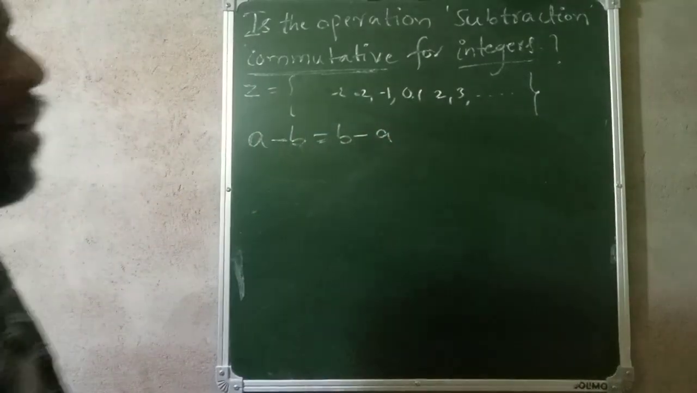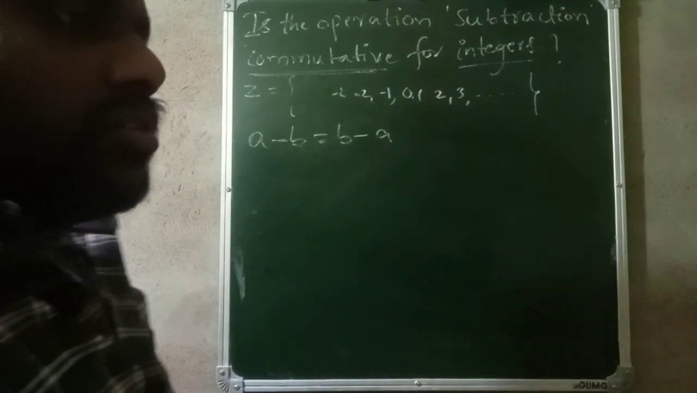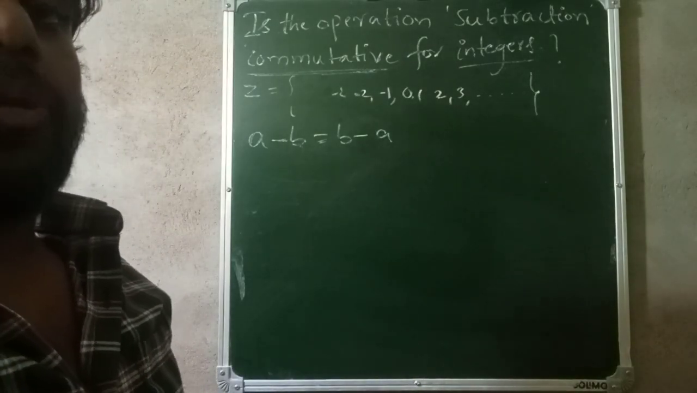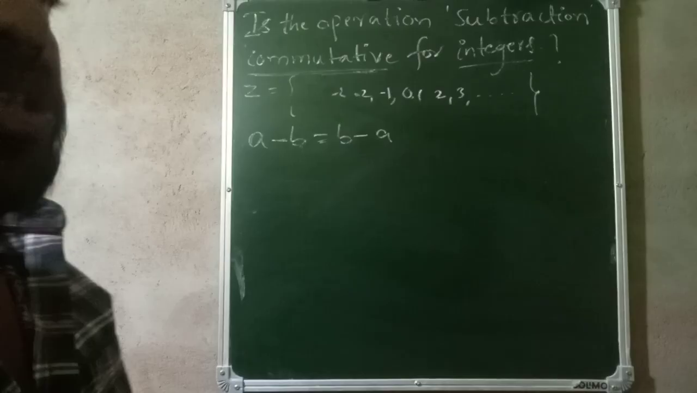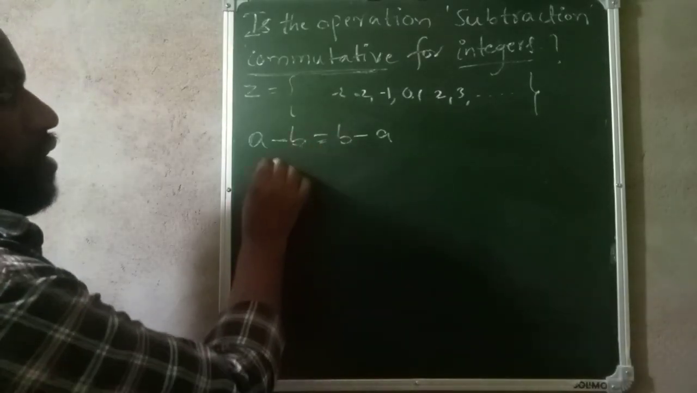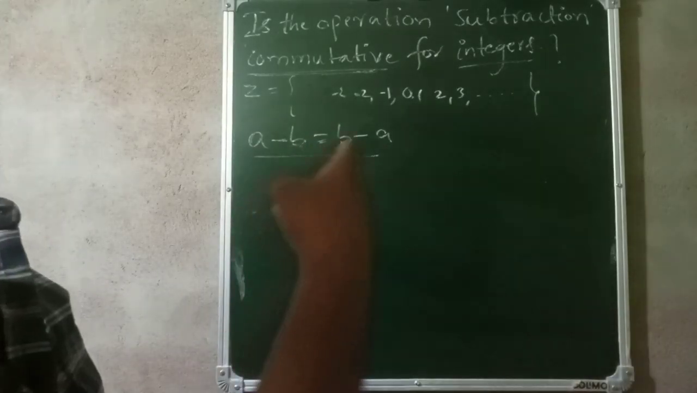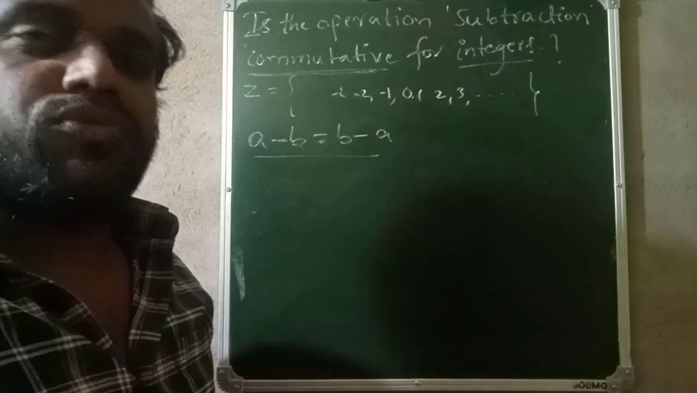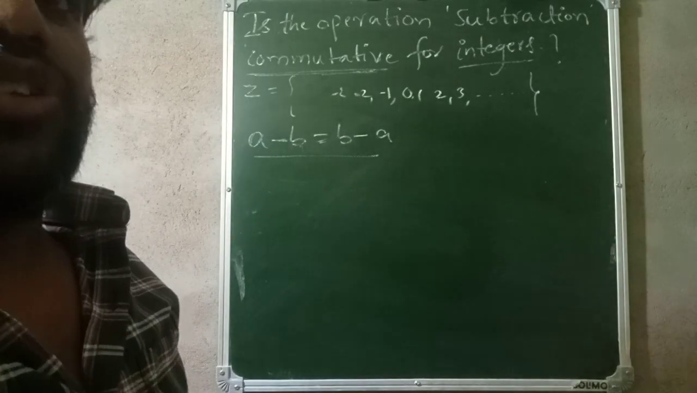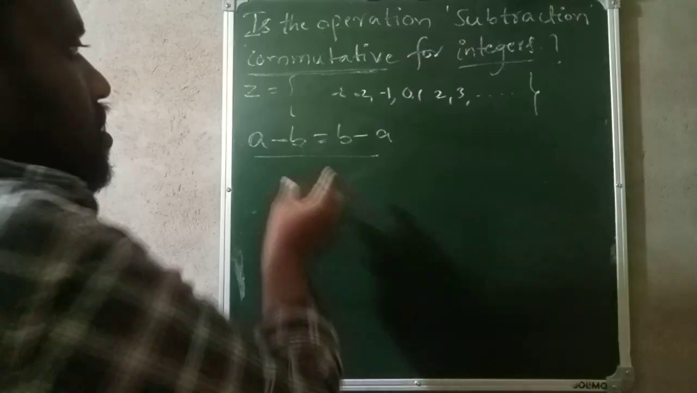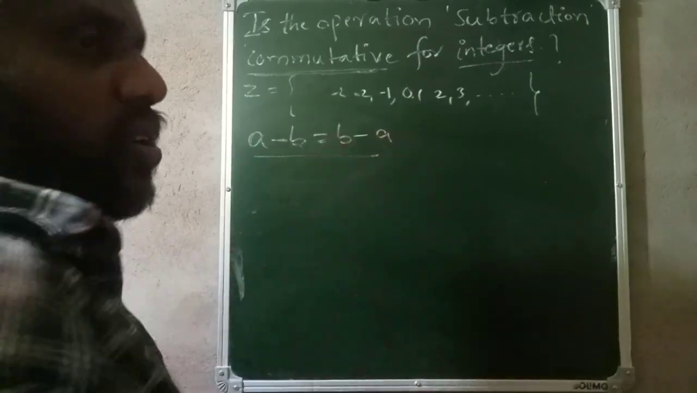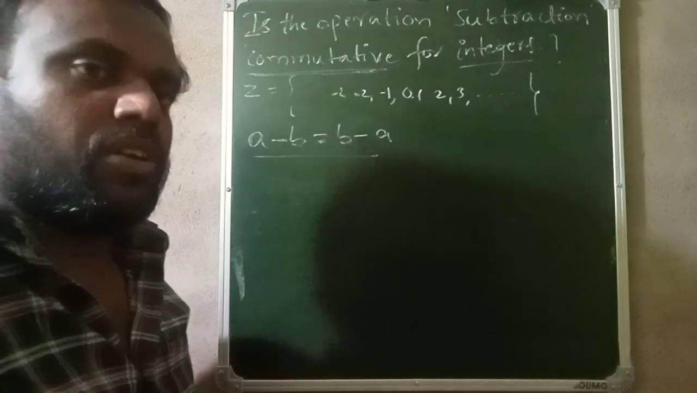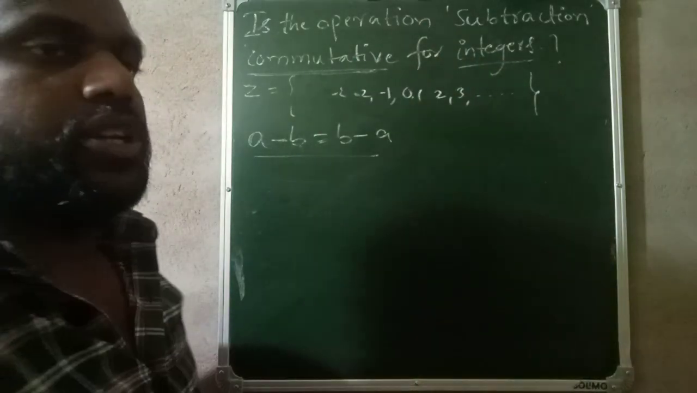Okay. See, to check whether subtraction is commutative for integers or not, you have to use this statement or this equation. You have to take different numbers for a and b, and check whether this side is equal to this or not. Based on that, you can come to a conclusion whether subtraction is commutative or not.